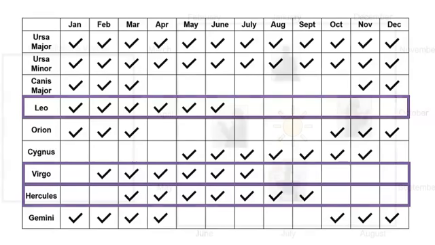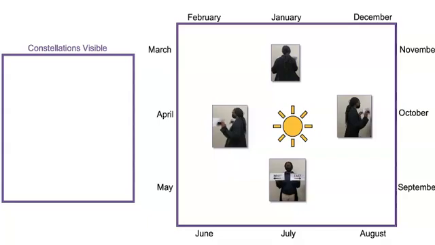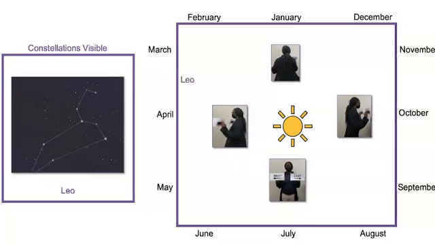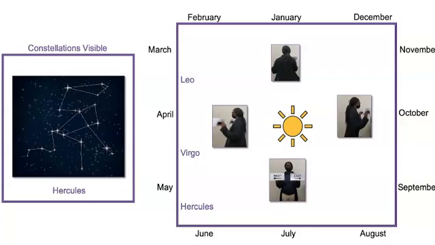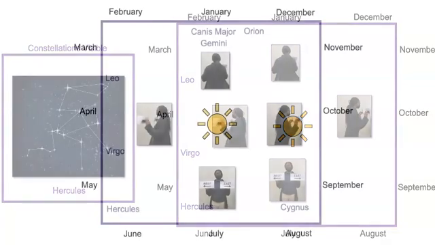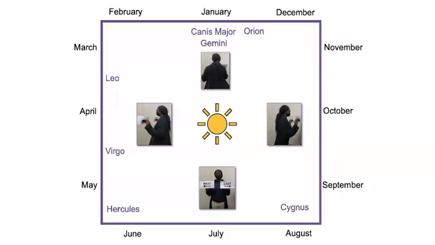So during the spring, the Earth student would be able to see Leo, Virgo, and Hercules in the night sky. Nice job. I used our star chart to add Gemini, Cygnus, and Orion to our model. But hey, what about Ursa Major and Ursa Minor?